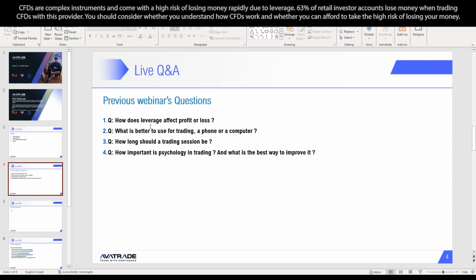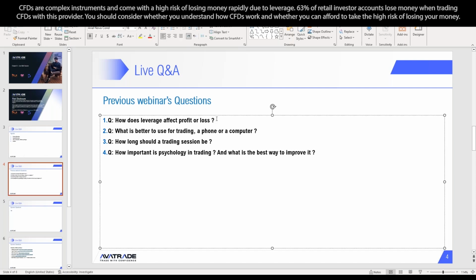I see that so far we haven't received any questions. So you guys, like I said, are free to use the question section. The first question is, how does leverage affect profit or loss? Very nice. The second question is, what is better to use for trading, a phone or a computer? I think we had that question before. How long should a trading session be? That one as well. How important is psychology in trading? Oh, that's a nice one. And what is the best way to improve it? So we have very interesting questions today.